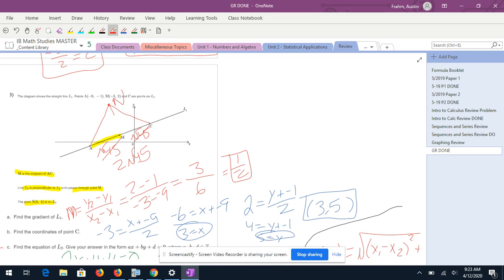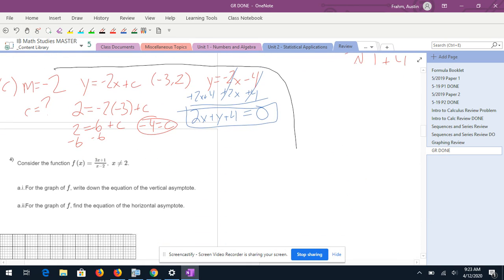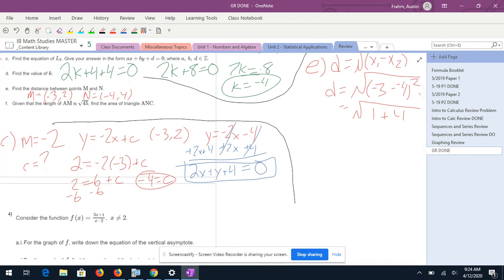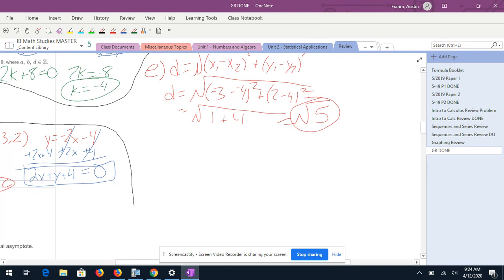And we just found the distance from M to N to be the square root of 5. So notice what we have. We have the length of the base of the triangle, and we have the length of the height of the triangle. So we can use our equation for the area of a triangle from geometry. And that equation is A equals 1/2 base times height.